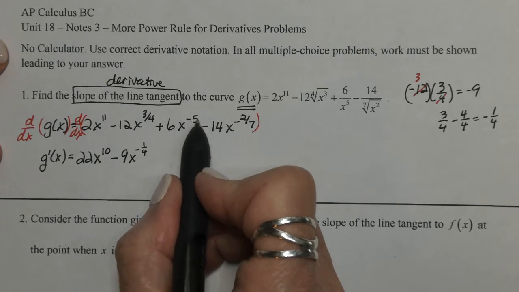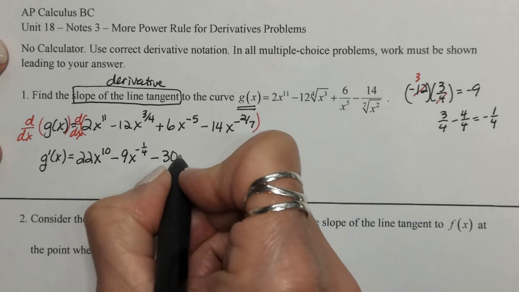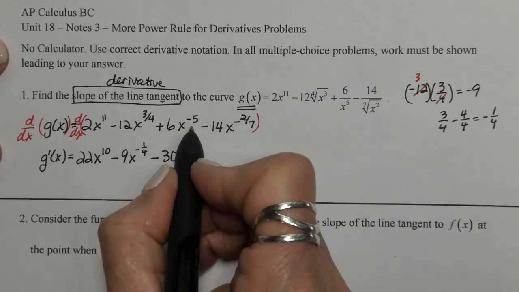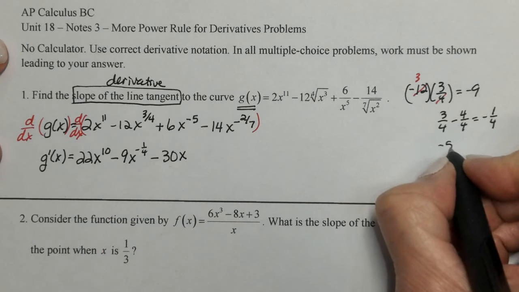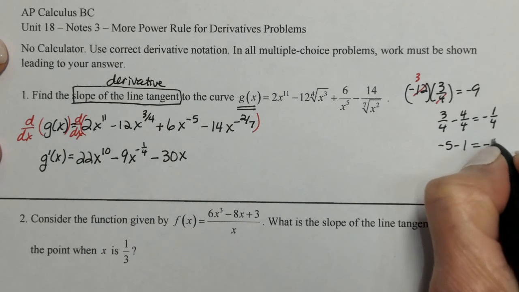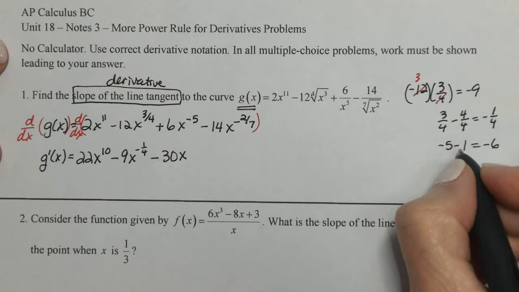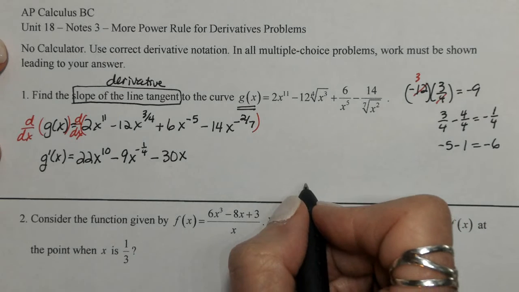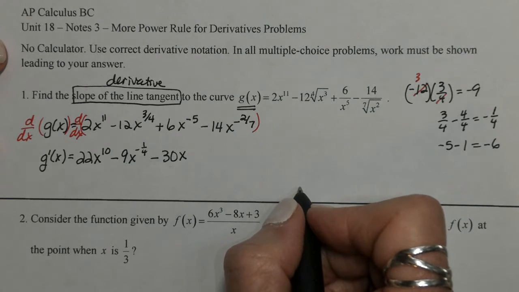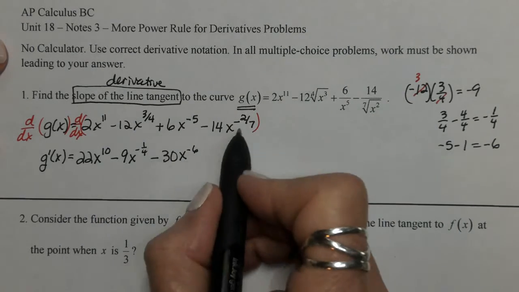Okay, next term. Negative 5 times positive 6 will be a negative 30. Keep your x, reduce your power by 1. Negative 5 minus 1 is negative 6. Be careful with that. So often I see students, they want 5 to go down, so they make it a 4, but they keep the negative and they call that a negative 4. Negative 5 minus 1 is not negative 4. It's negative 6. Be careful with that.